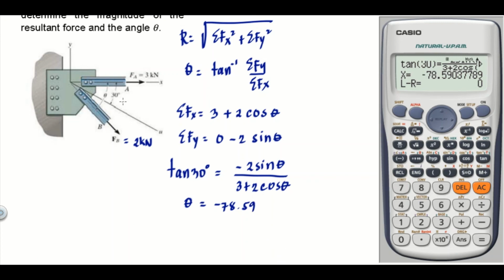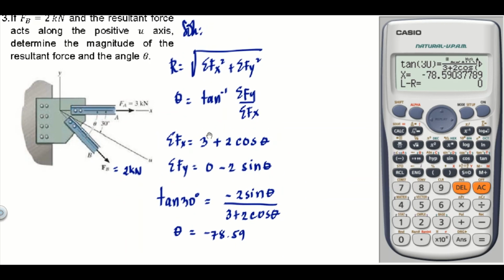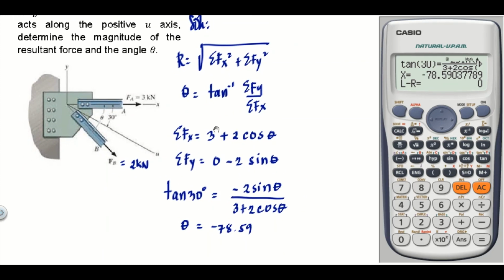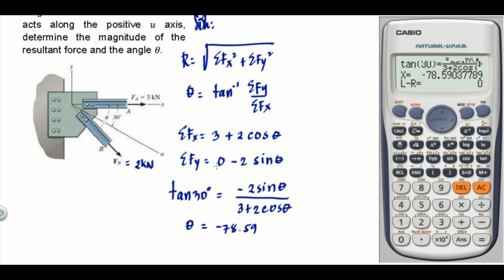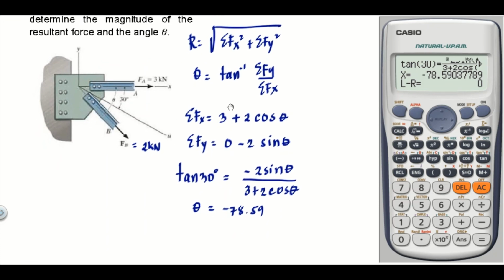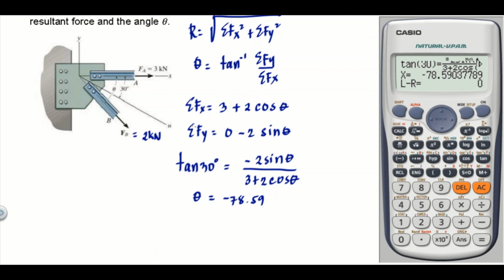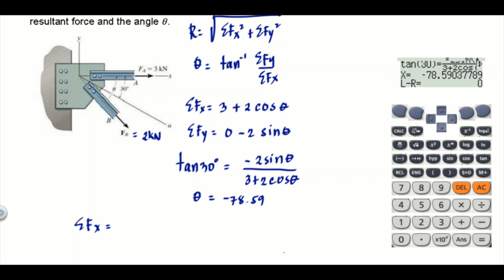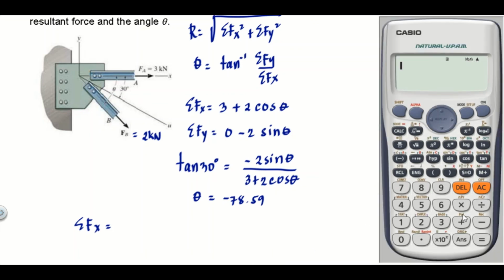So, saan to makikita, no? Negative since nandito sa ilalim, no? From x. Okay? So, masosolve na natin yung resultant, kasi makukuha na natin yung value nitong summation of forces along x and along y. Okay? So, sige. So, yung ating summation of forces along x will be, so, diretso na natin sa calcu. Okay? So, 3 plus 2 cosine of 78.59 degrees. Okay?